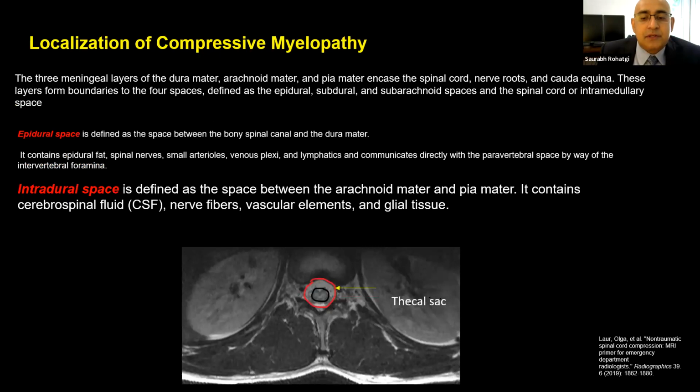The next space that we talk about is the intradural space. Intradural space is the space between the arachnoid mater and the pia mater. This pia mater is depicted in black. So this is the intradural space, which contains the CSF, the nerve fibers, the vascular elements, and glial tissue.